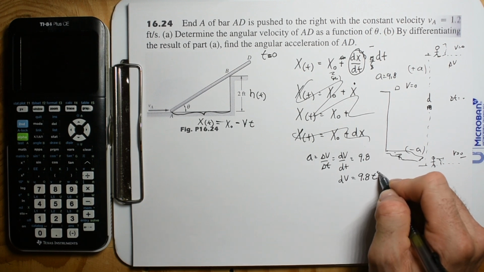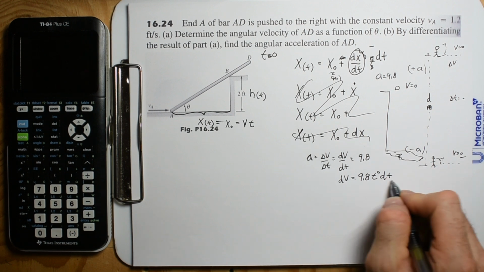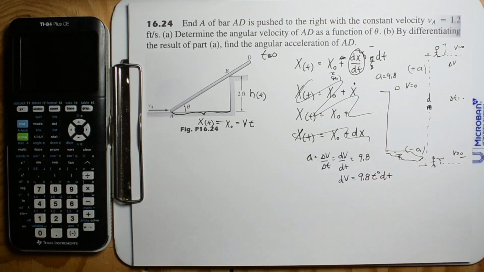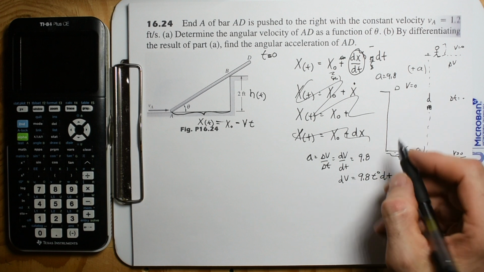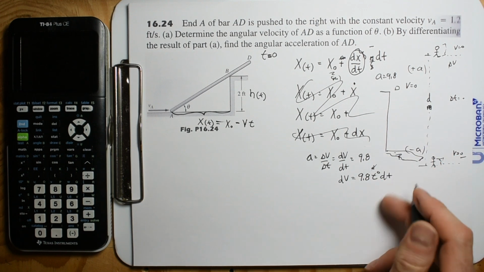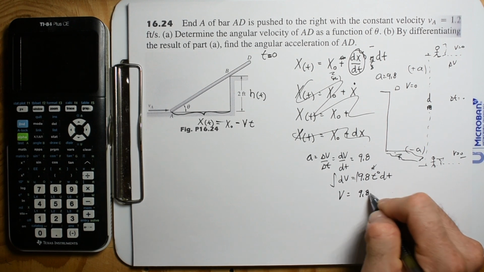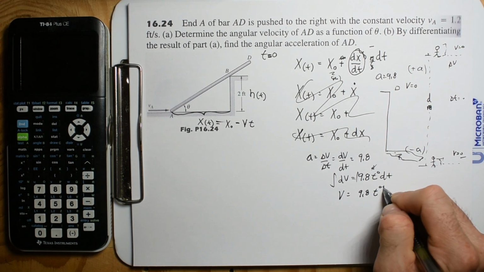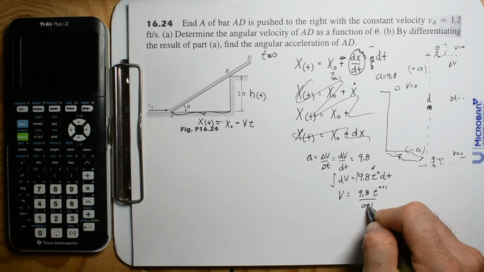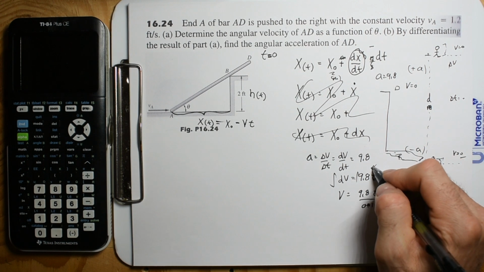And you can even say this is t to the 0 dt. That's helpful for me, because now I can see what I'm integrating. When I was differentiating, I was just like, well, I don't see a variable for that. But when we integrate both sides, velocity becomes 9.8 times t to the 0 plus 1 divided by 0 plus 1. That's going to be that, what is it?